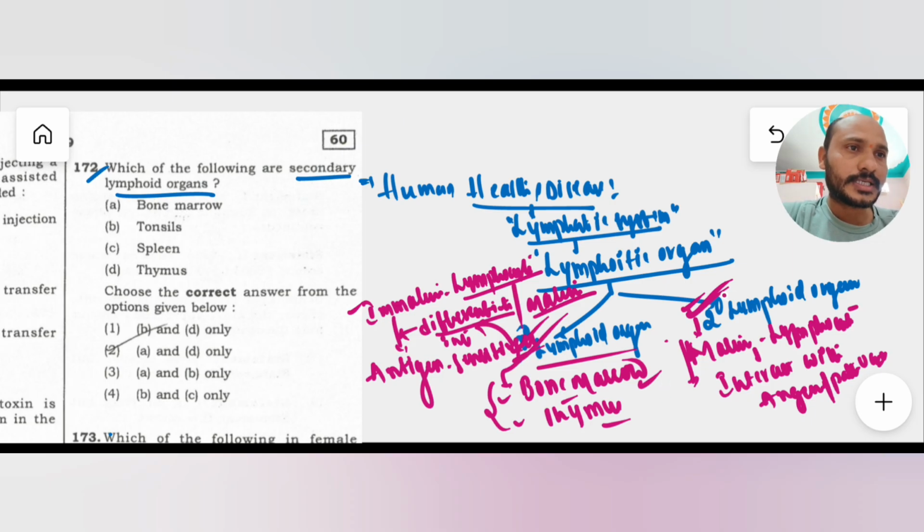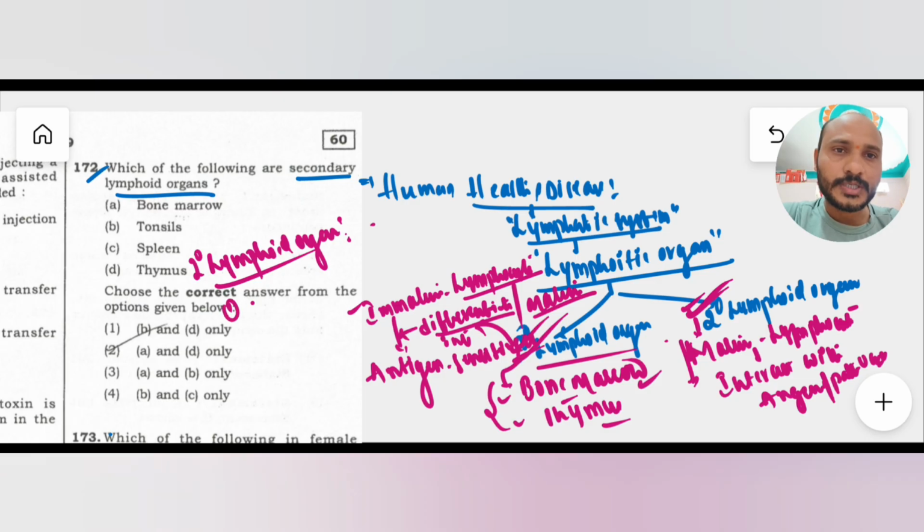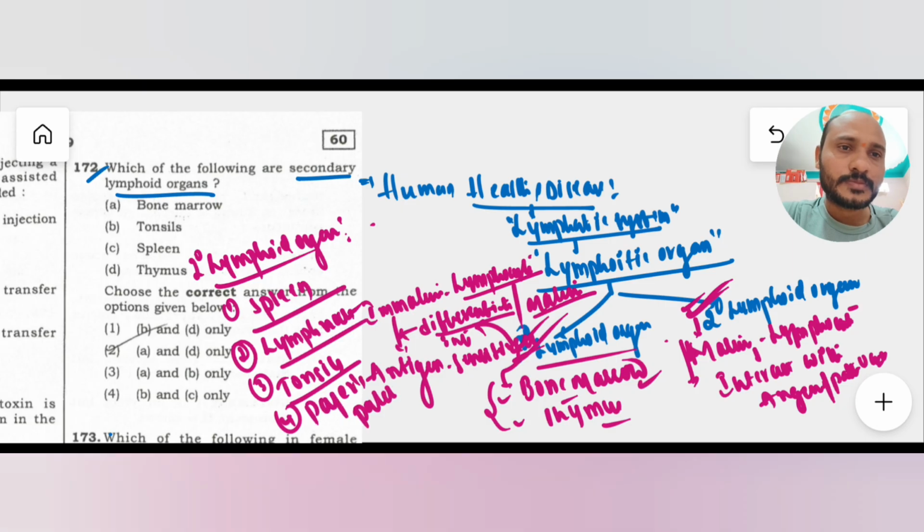The secondary lymphoid organs include the spleen, very important, the lymph nodes, the third one is tonsils, and the next one is Peyer's patches. So these are the four important secondary lymphoid organs, where mature lymphocytes interact with antigens; interact means they fight. Lymphocytes produce antibodies, and those antibodies fight with the antigen only in this region, the secondary lymphoid organ.